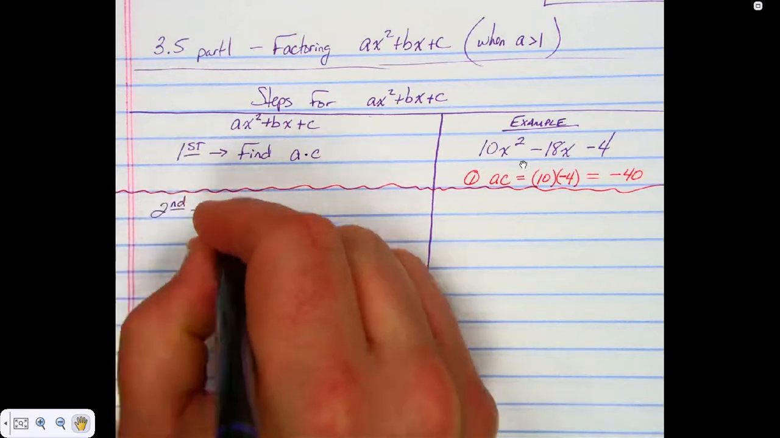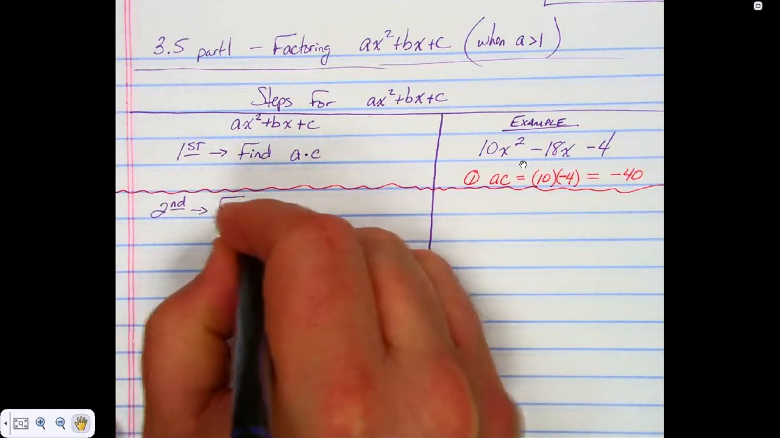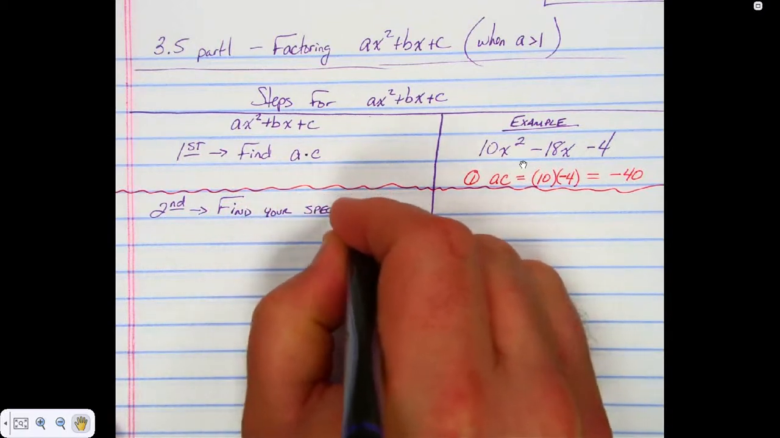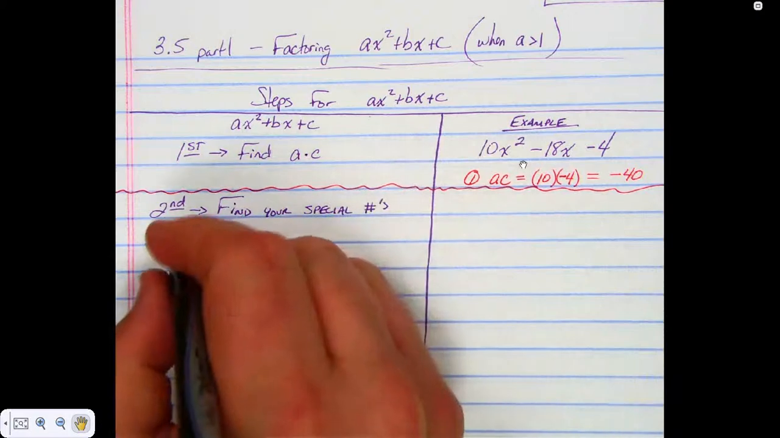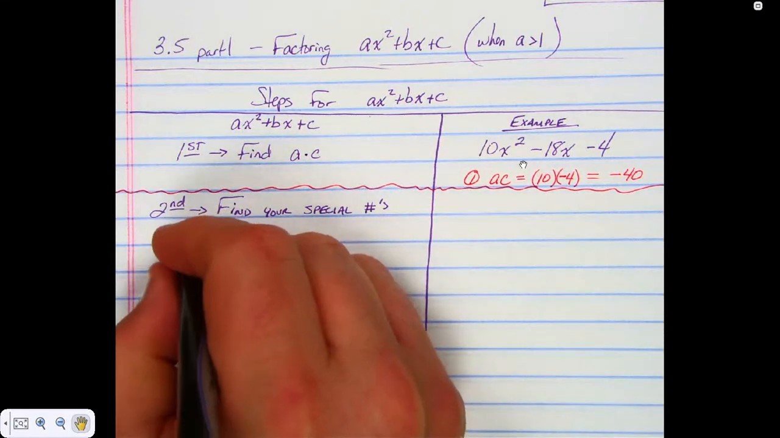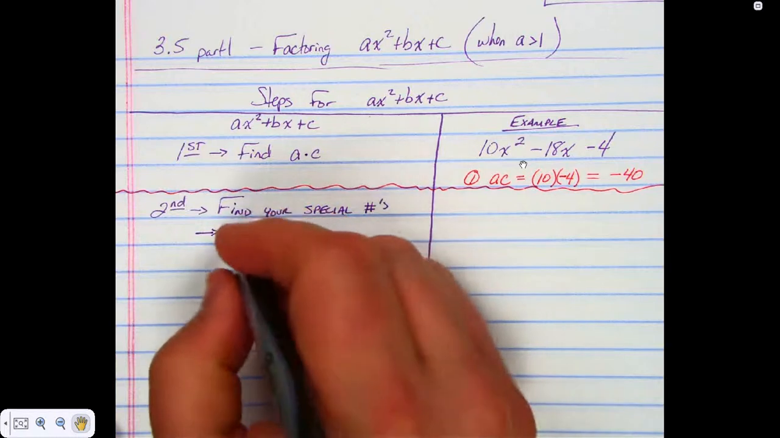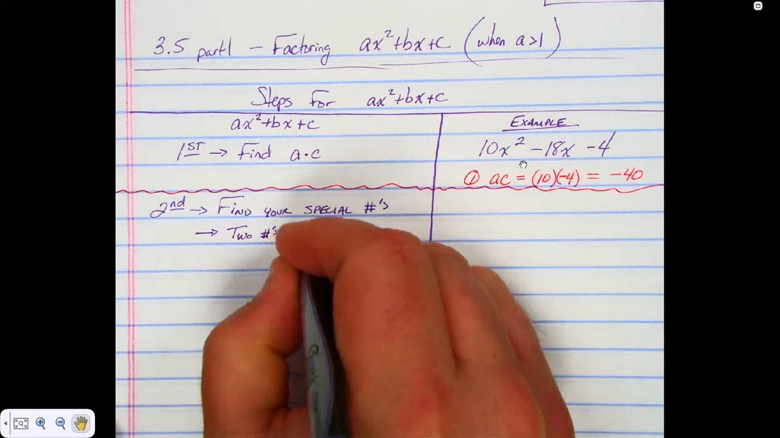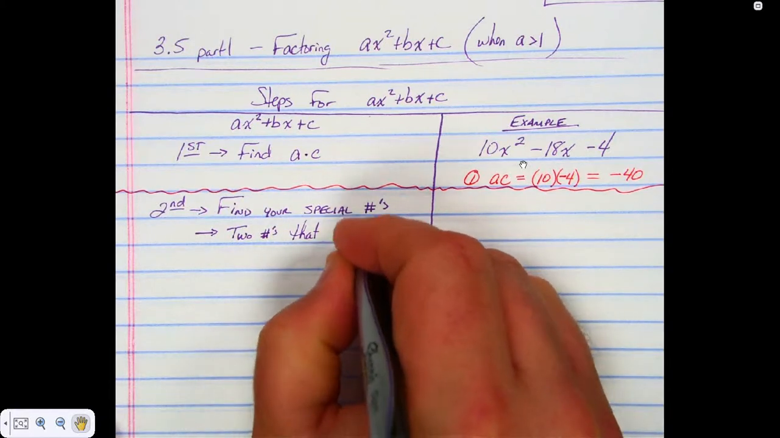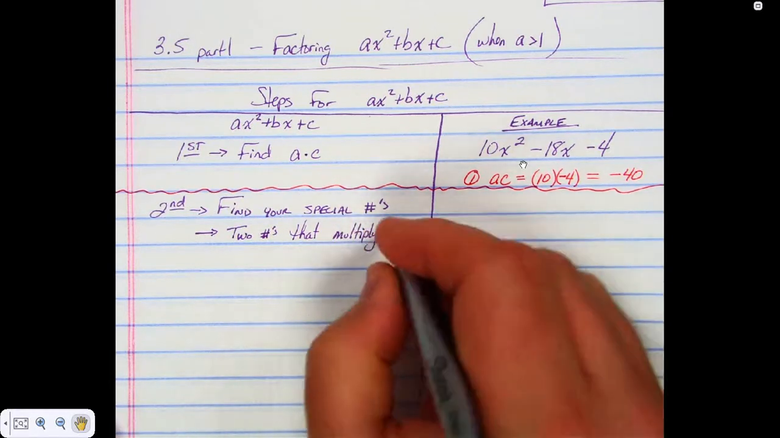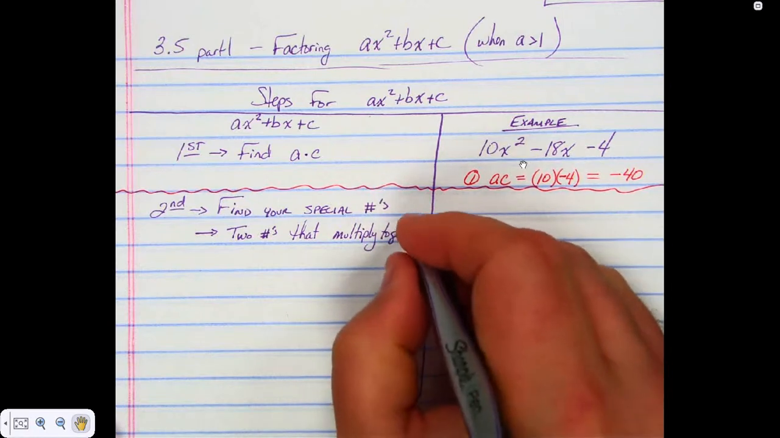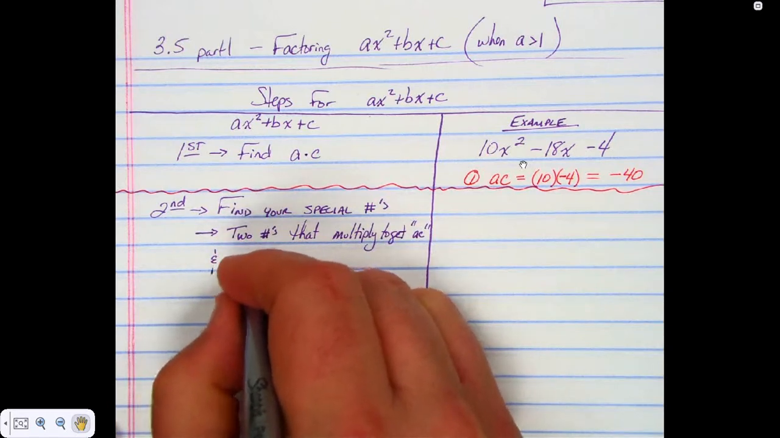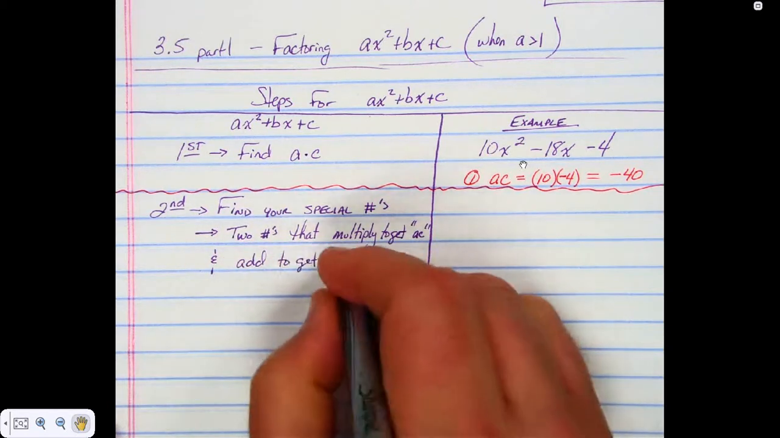Second, I'm going to say is we're going to find your special numbers. They are two numbers that multiply to get AC and add to get B.